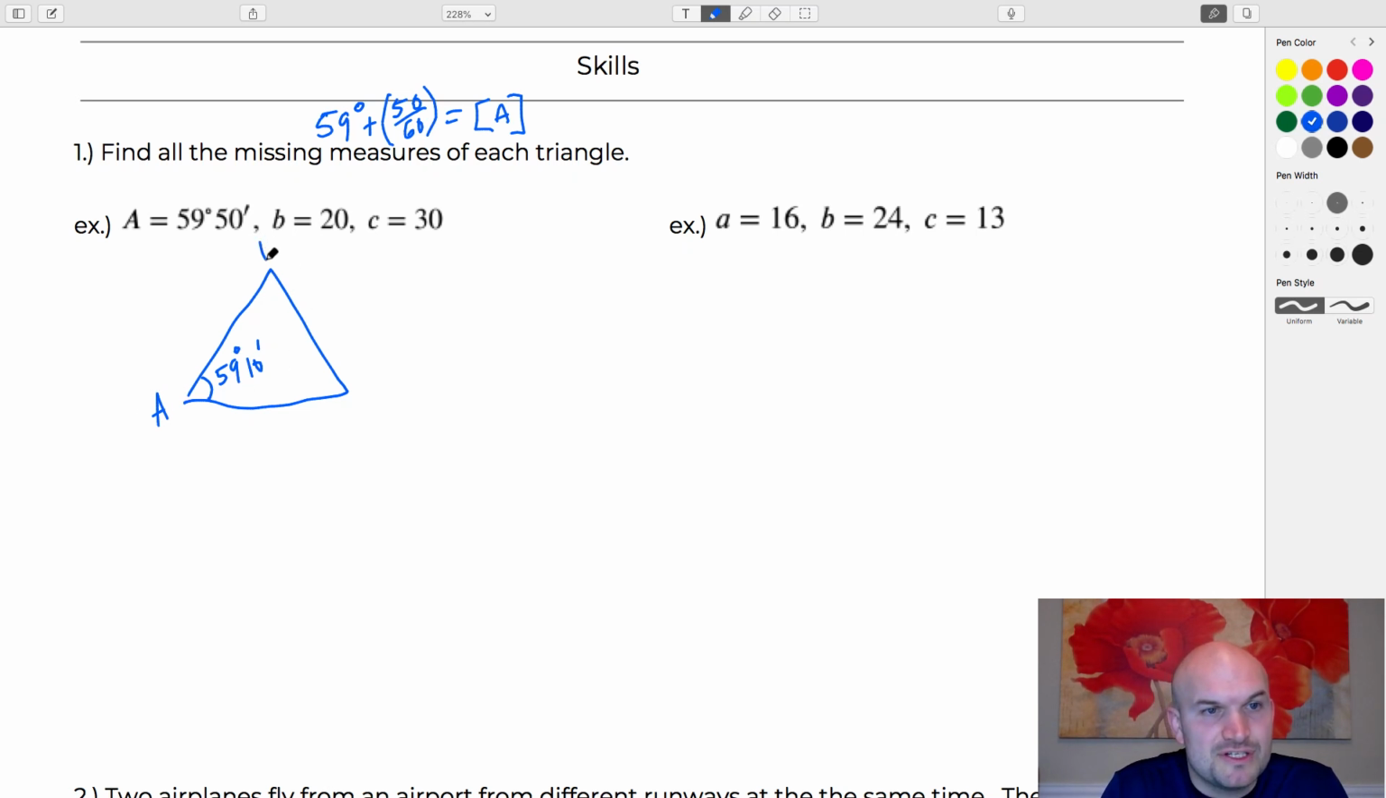And then let's just go ahead and label b up here. So therefore b is equal to 20. And then c is over here, and that's a lowercase c equals 30. So the important thing is notice that b and c are going to be lengths, right? They're not angles. There's no degrees there.